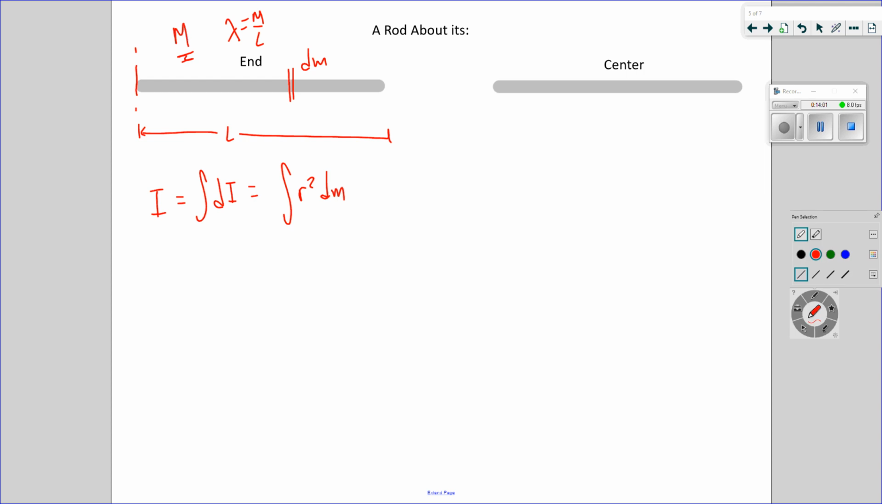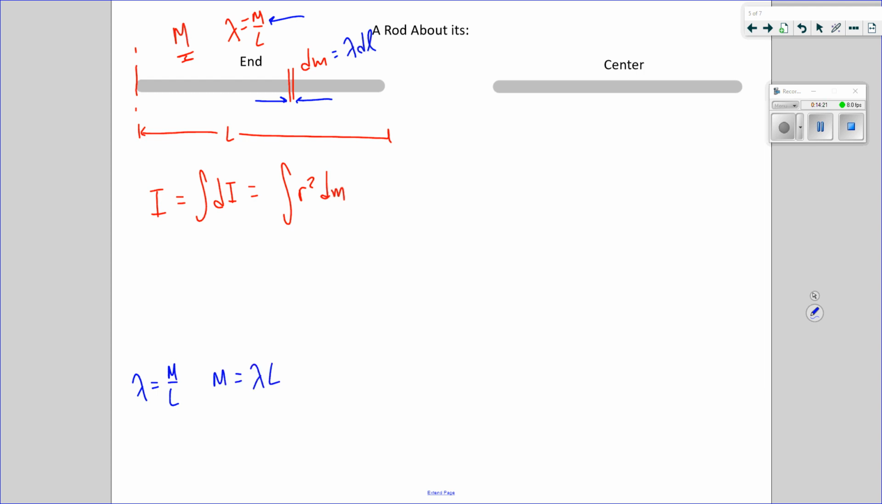Well, how massive is this little part? That depends on how dense the rod is, and this spatial dl. That comes right from here, right? If lambda is m over L, then m is lambda L, and if we differentiate, dm dl, we get lambda, and therefore dm is lambda dl. Big L or little l here, no big deal.